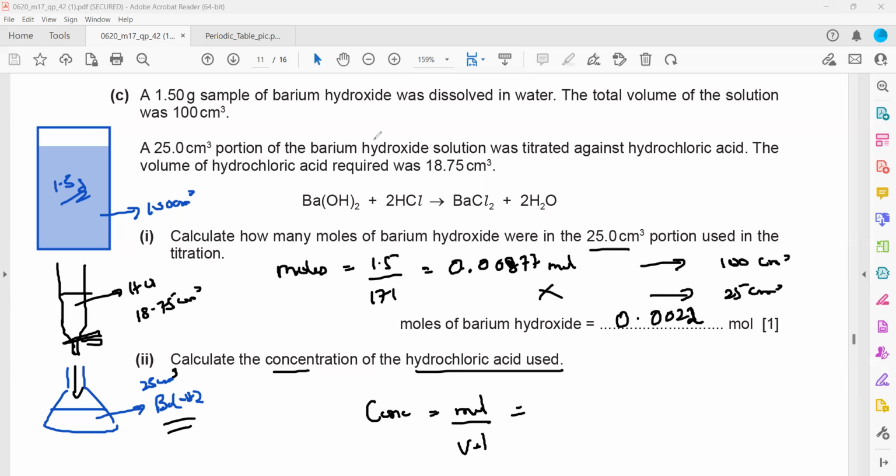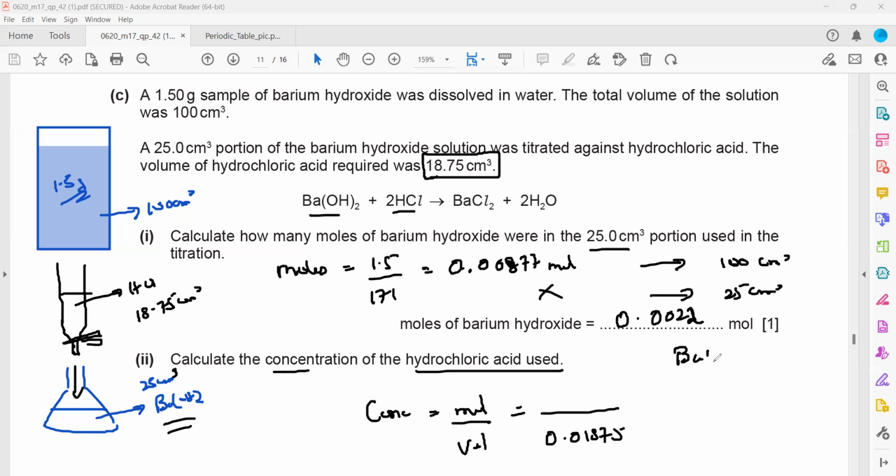But we don't have any moles of hydrochloric acid, as you can see. We have moles of barium hydroxide. So first we have to use a ratio between barium hydroxide and hydrochloric acid to get them. We have the volume, but keep one thing in mind: volume should be in decimeter cube. The volume of hydrochloric acid is in cm cube, which is 18.75, so we divide by 1000 to convert into decimeter cube, which is 0.01875.